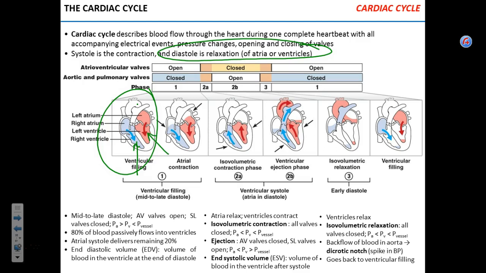Okay? Now look at this picture. Which valves are open? Tricuspid and mitral. Why are they open? What keeps them open? Pressure. So where is pressure higher, in the atria or in the ventricles during this particular step? Atria. Perfect. Now, which valves are closed? Pulmonary and aortic. What keeps them closed? Pressure, which is higher where?